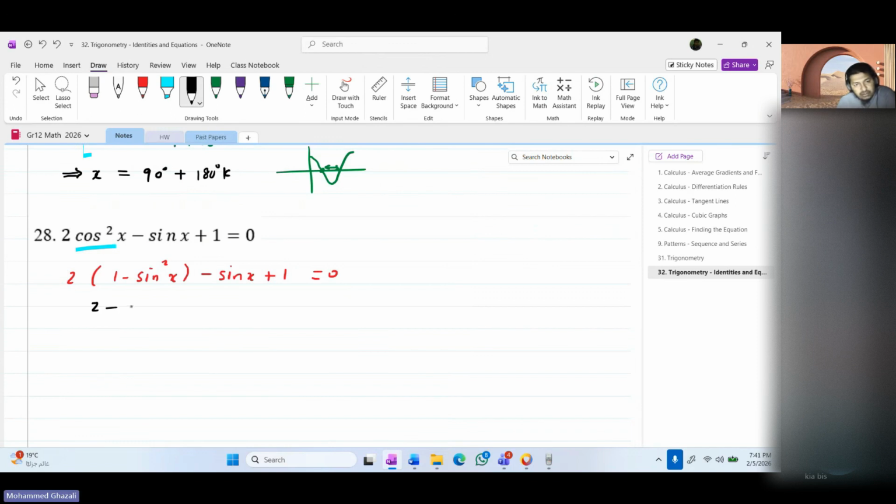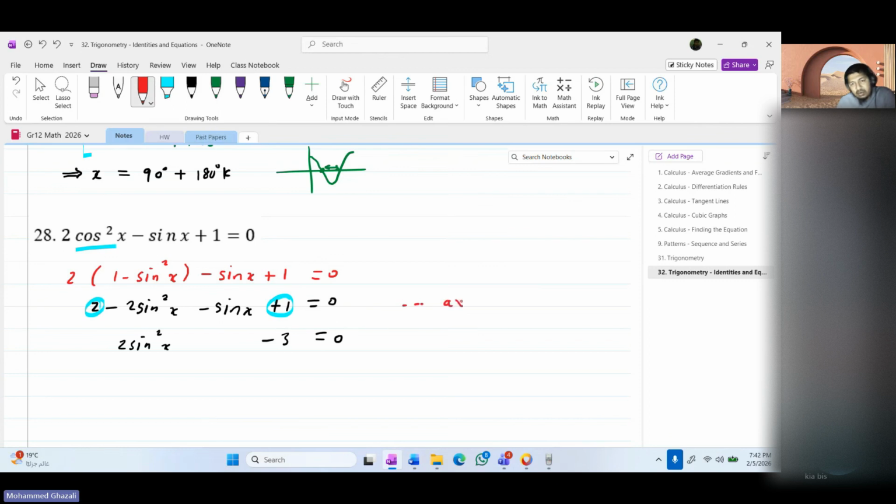So we have 2 minus 2 sine squared x minus sine x plus 1 is equal to 0. Nothing cancels out here. It looks like a proper quadratic. So we add 2 plus 1, which is 3. Multiply by negative, you get negative 3, and you get 2 sine squared x. Remember, I added the 2 and the 1, it was 3, so now it became negative 3, because I can't have a negative in front of the quadratic term. I'm trying to write it in standard form.